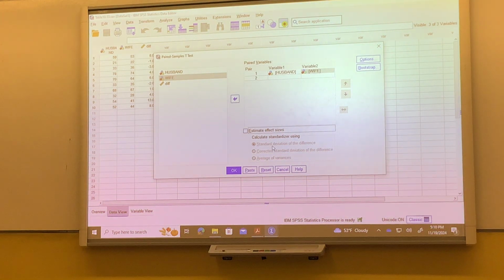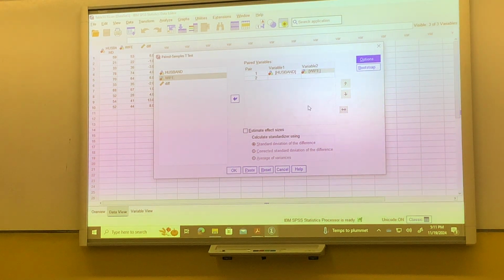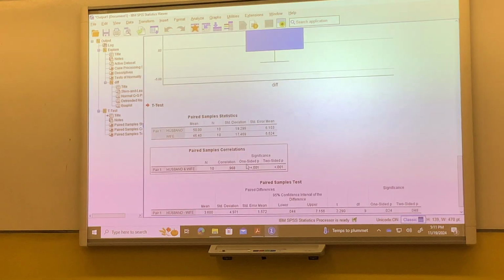And you don't have to do effect sizes. Don't keep this checked. If it is checked, you'll get some extra output, ignore it. They asked for a 95% confidence interval, that's by default. If they ask you for a 90, go here under options and change it to 90 or 99 or 98, whatever they ask you. Ours is 95, so we don't have anything else to do.